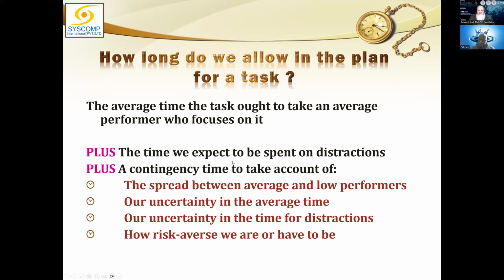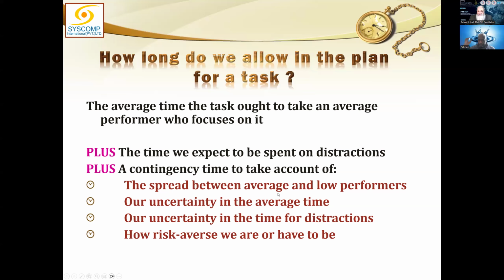Plus, the time we expect to be spent on distractions is not considered. Plus, contingency time to take account of the spread between average and low performer. You see, don't calculate on the low performer. At least we must take the average worker speed to calculate the time.